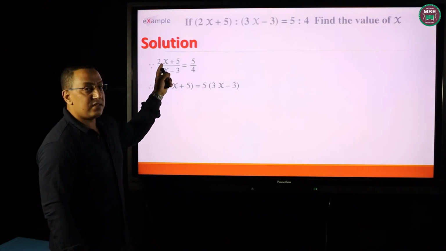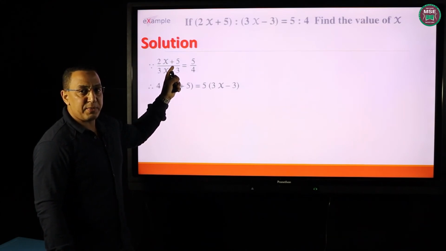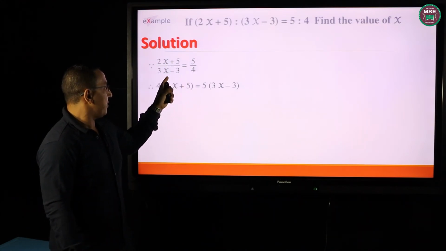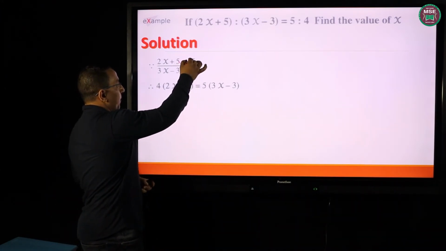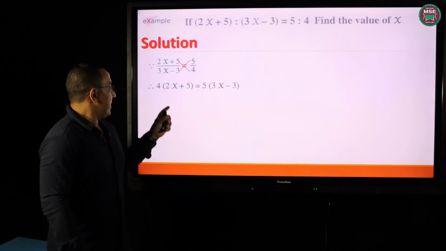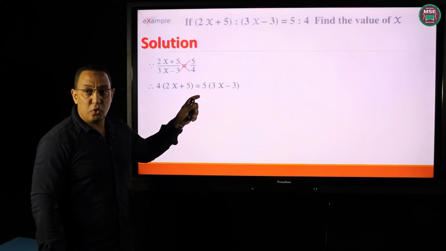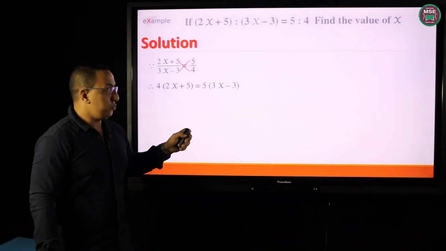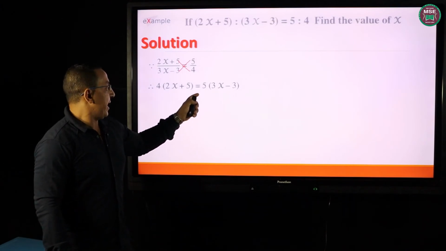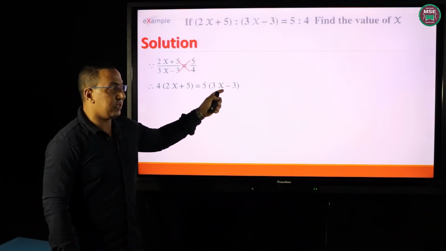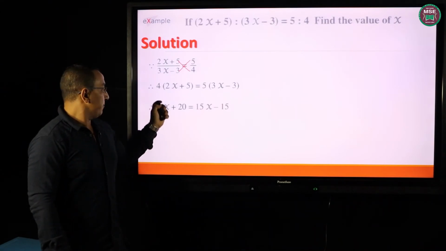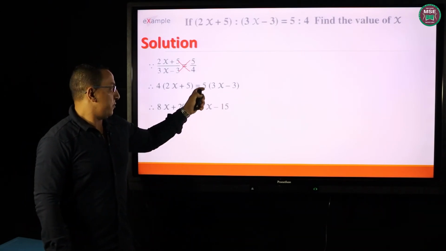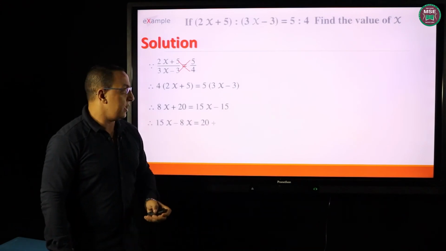4 times this expression, and 5 times this expression, like this. Cross multiplication. Now I'm going to distribute 4 multiplied by 2 and 4 multiplied by 5, and 5 multiplied by 3. It will be like this: 4 times 2 is 8, 4 times 5 is 20, 5 times 3 is 15.